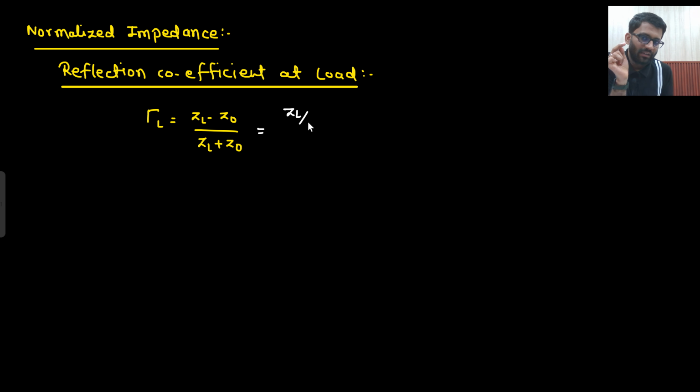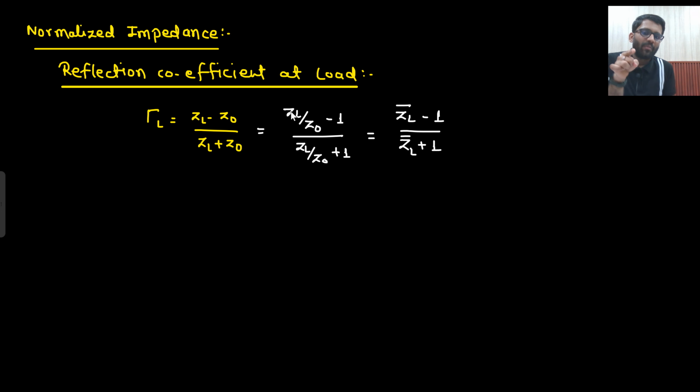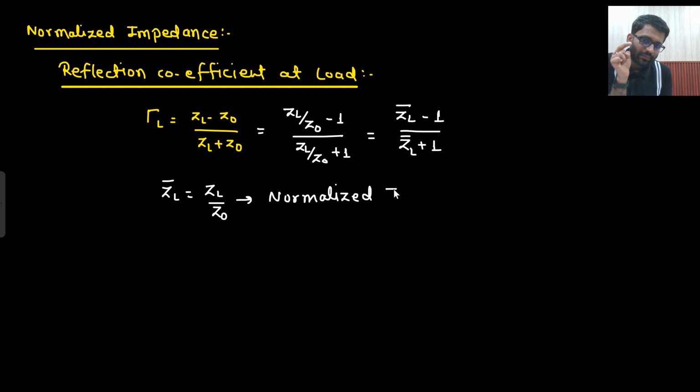So what am I going to get? ZL by Z0 minus 1 upon ZL by Z0 plus 1. So what is ZL by Z0? I am calling this ZL dash. So ZL dash minus 1 upon ZL dash plus 1. I am calling ZL by Z0 as ZL dash. So my ZL dash is ZL by Z0, and this is known as normalized impedance. Are you getting this point?